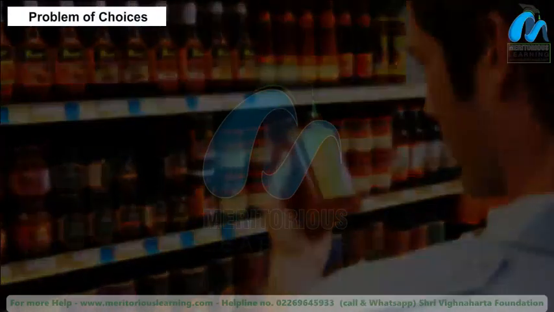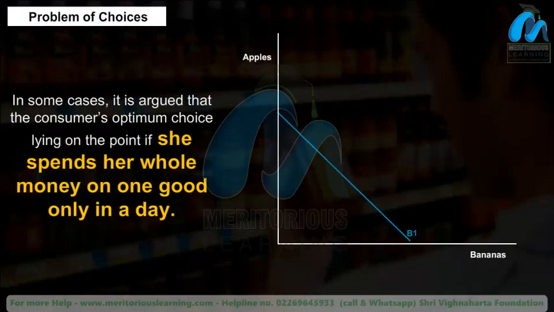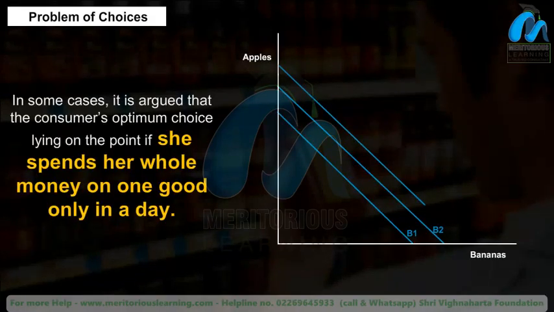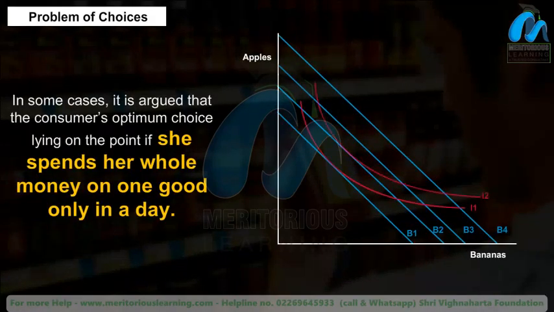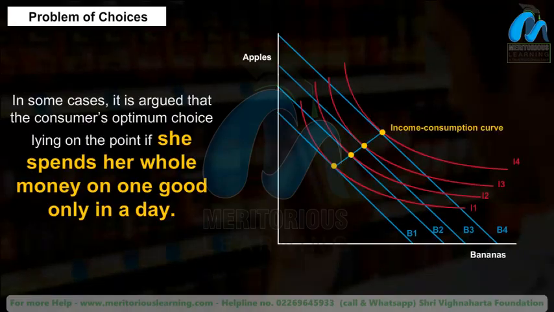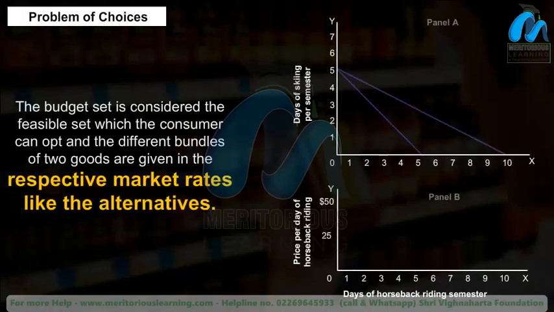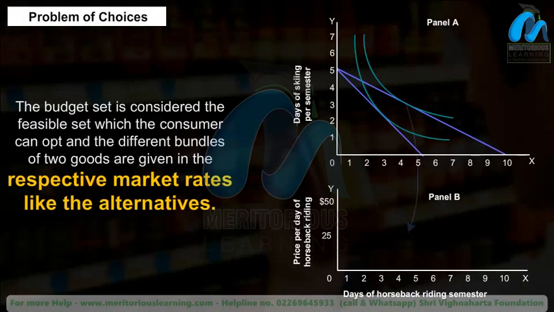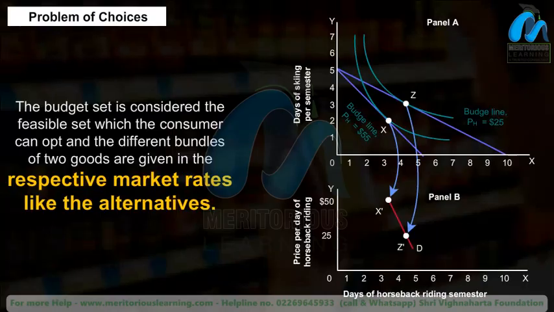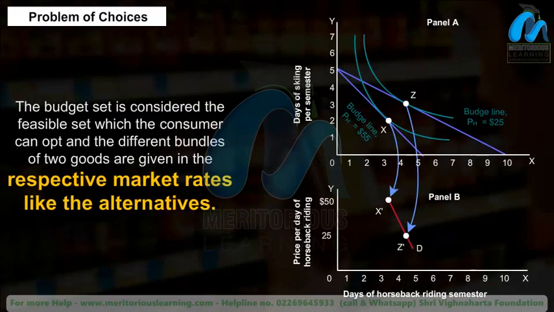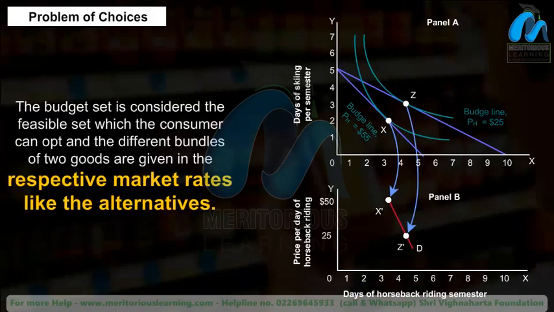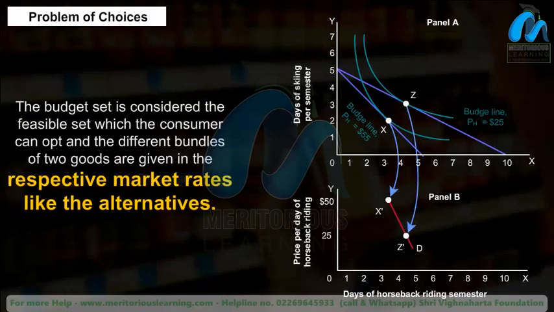Problem of choices. In some cases, it is argued that the consumer's optimum choice lies at the point where she spends her whole money on one good only in a day. The budget set is considered the feasible set which the consumer can opt for, and the different bundles of two goods are given at the respective market rates, like the alternatives.